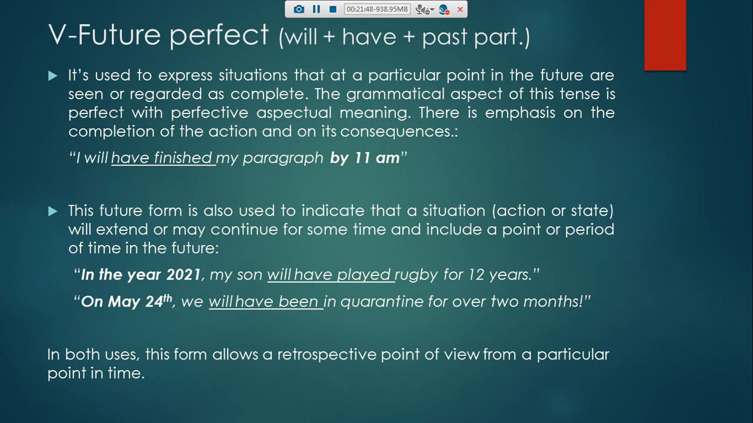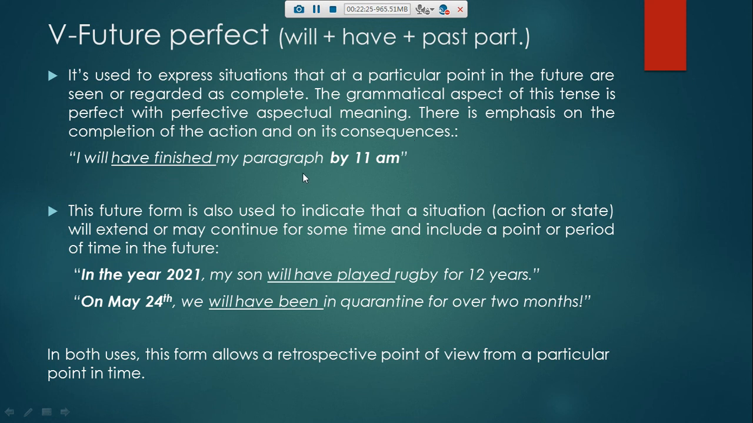The future perfect. So it's will plus have plus past participle, will have done. It's used to express situations that, at a particular point in the future, are seen or regarded as complete. The grammatical aspect of this tense is perfect, with perfective aspectual meaning. So perfect grammatical aspect because it's the future perfect. There is emphasis on the completion of the action and on its consequences.